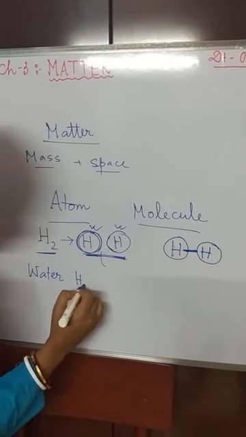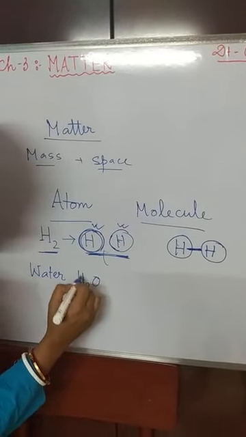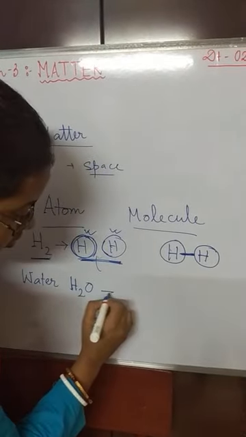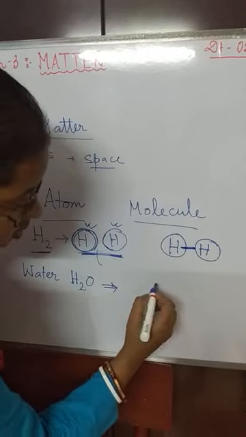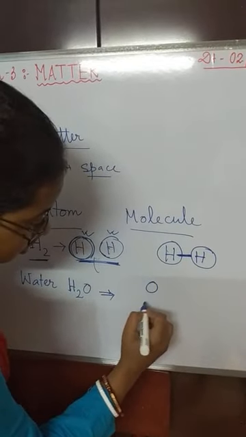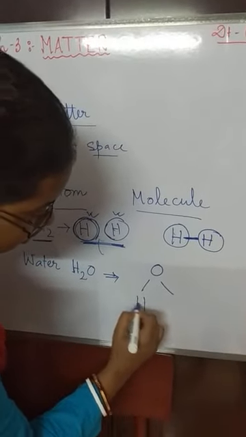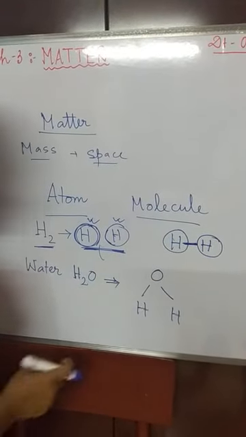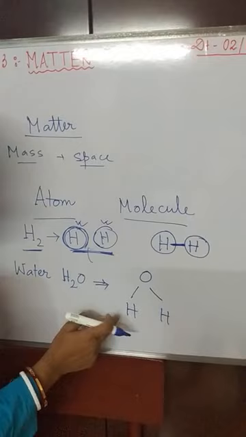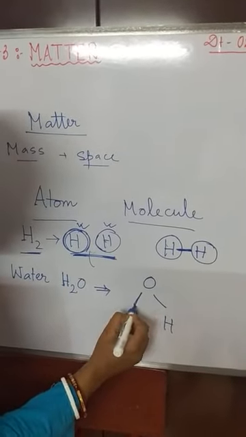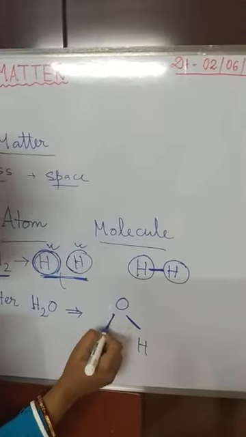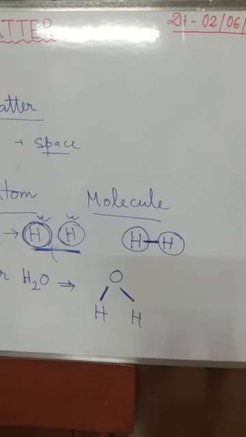Water is H2O, okay. Now if we go to the structure of water, we will get this, okay. So one oxygen atom and two hydrogen atoms. Two hydrogen atoms are bonded with the oxygen through this chemical bond, okay.